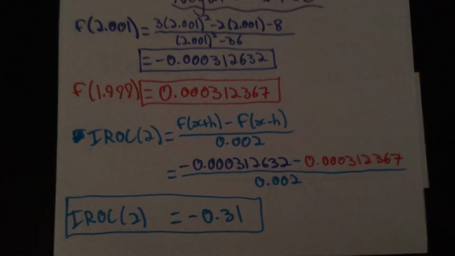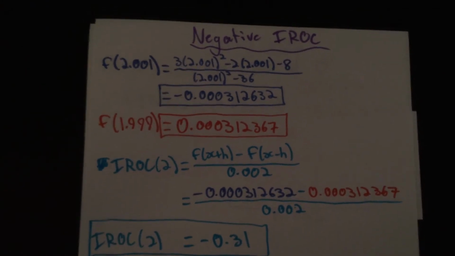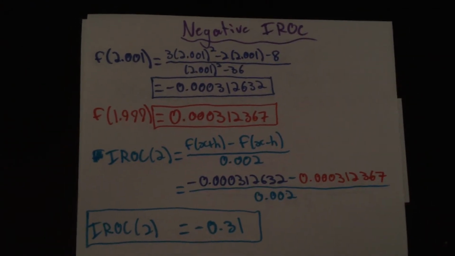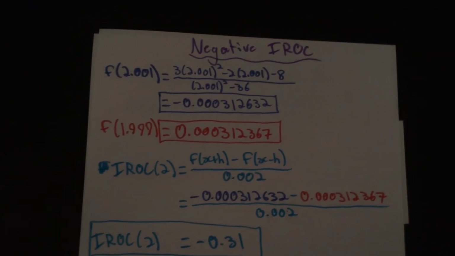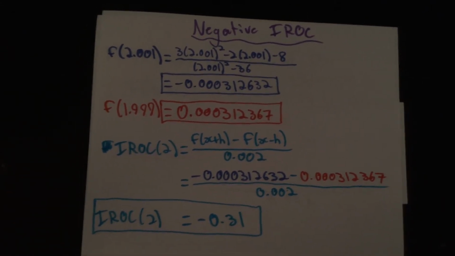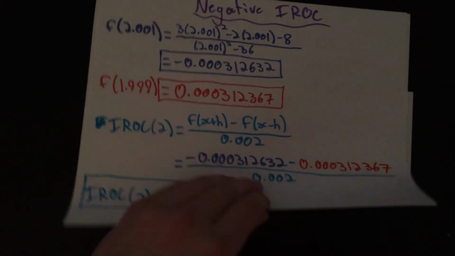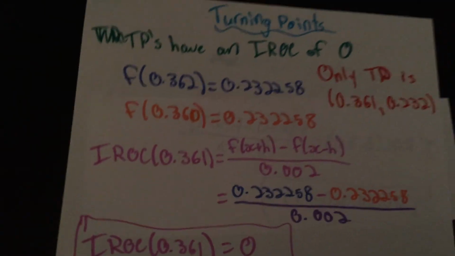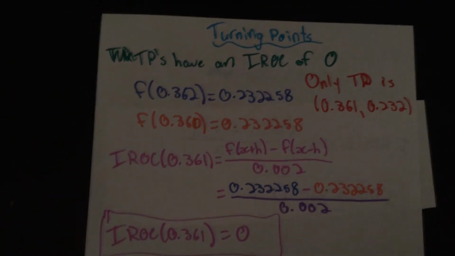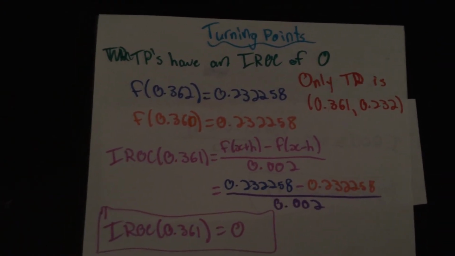At an x value of 2, there is a negative IROC. This is found the same as the positive by subbing in values just before and after 2, subtracting them, dividing them by the difference between the two x values, which gives a negative IROC of 0.31.